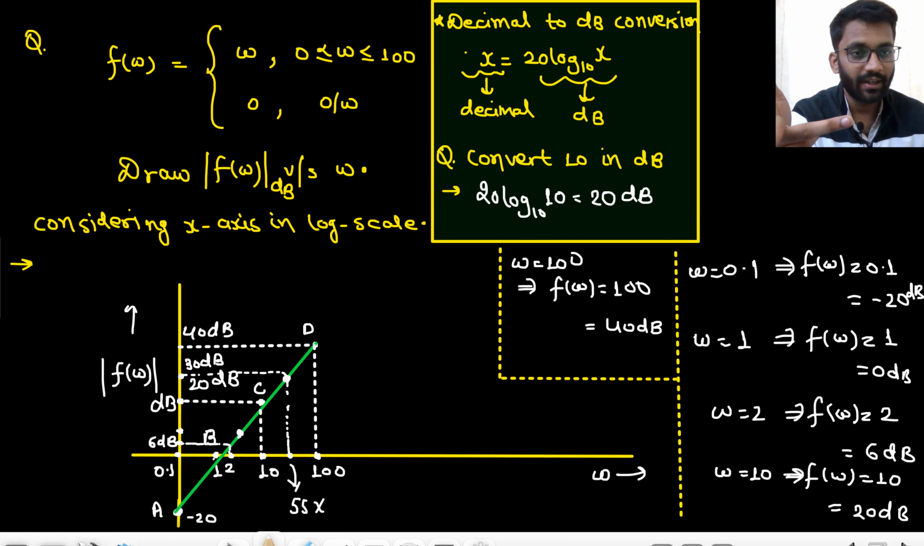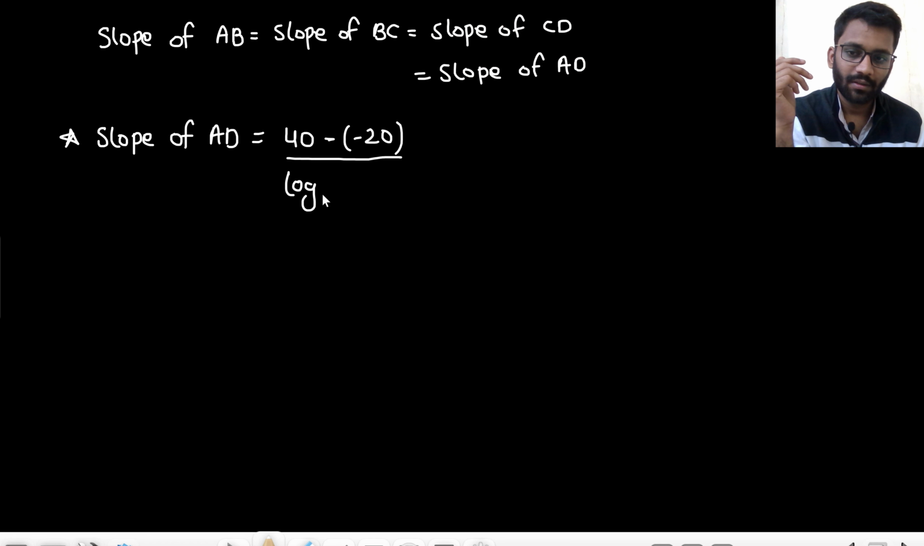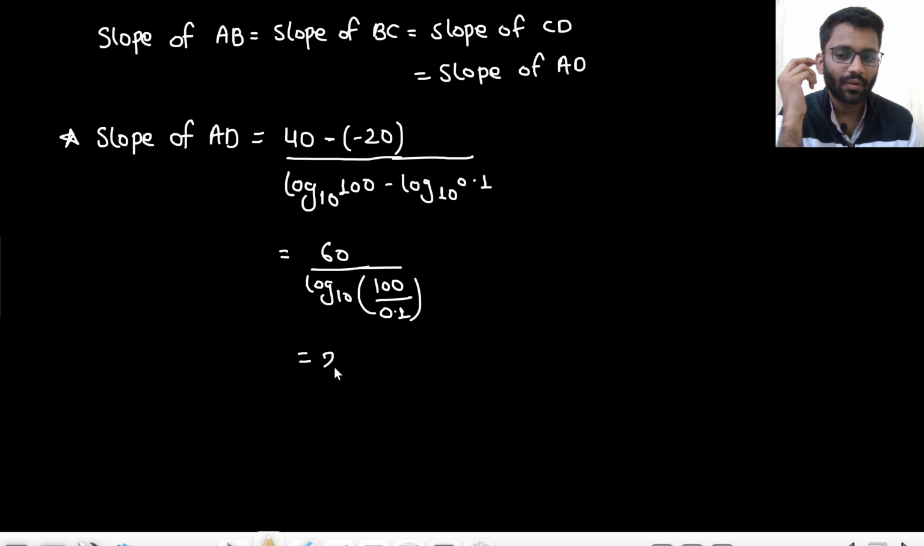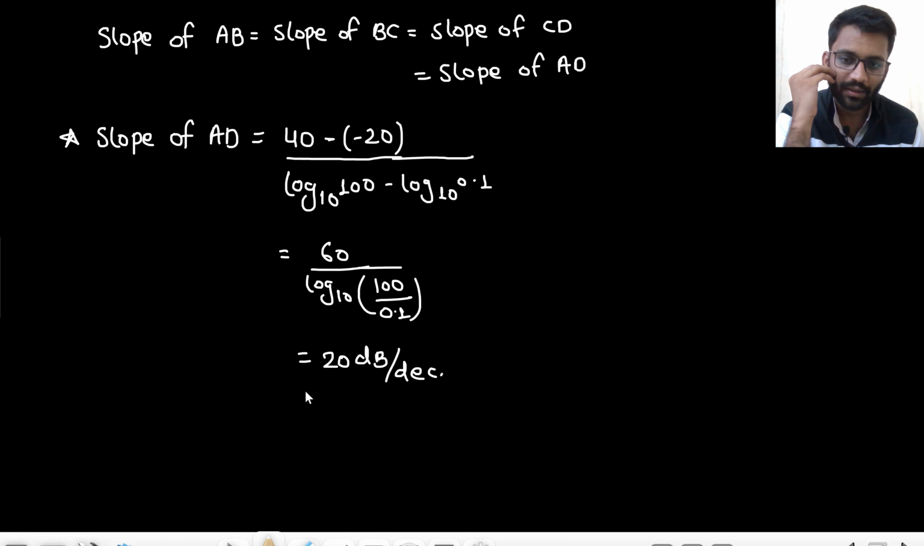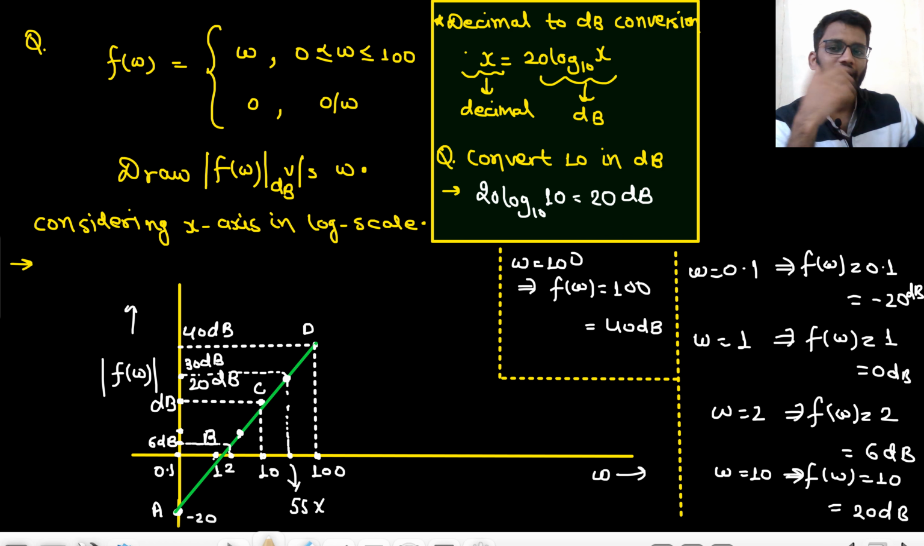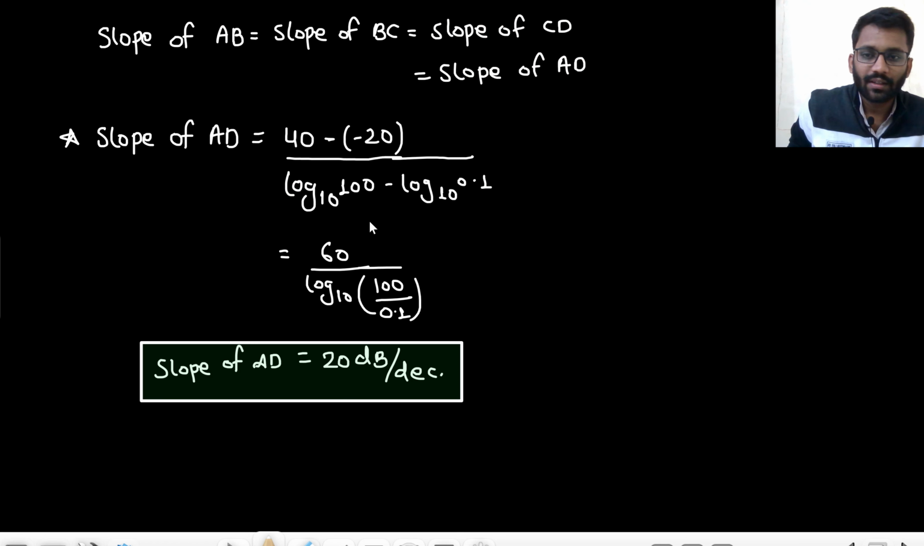If I am putting omega equals 100, my axis is thinking log10 100 is applied. So log10 100 minus log10 0.1, that is 60 upon log10 of 100 by 0.1. So it will be 20 dB per decade. This is the slope of AD. So the slope of AD we got here is 20 dB per decade. Here we will write log10 of 100, not directly omega.